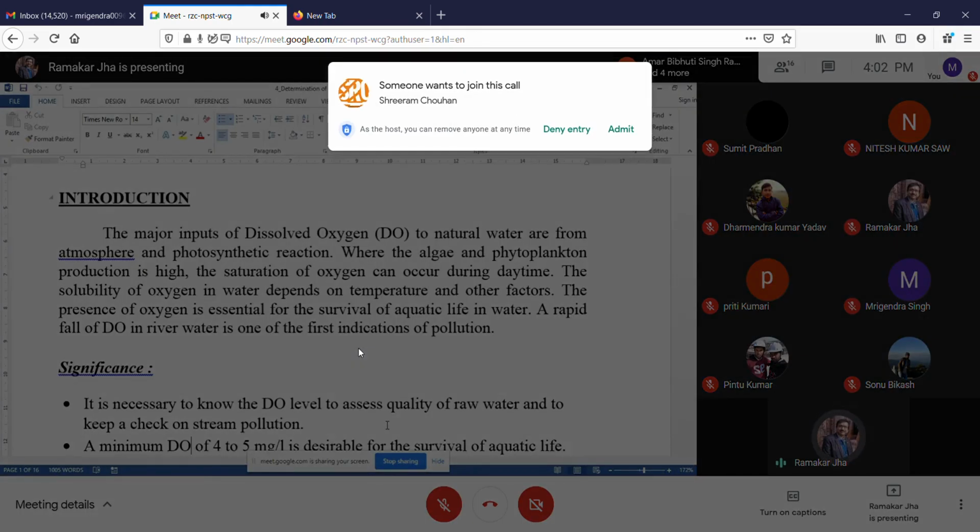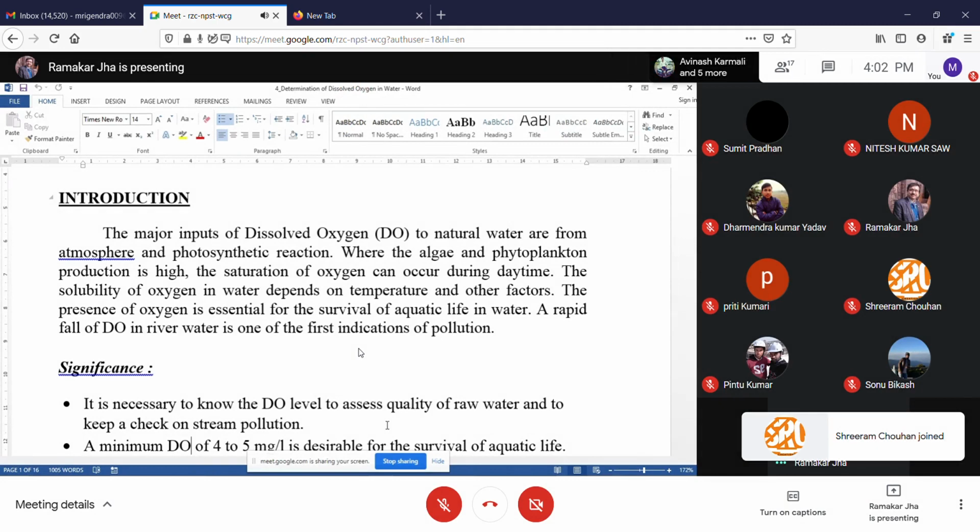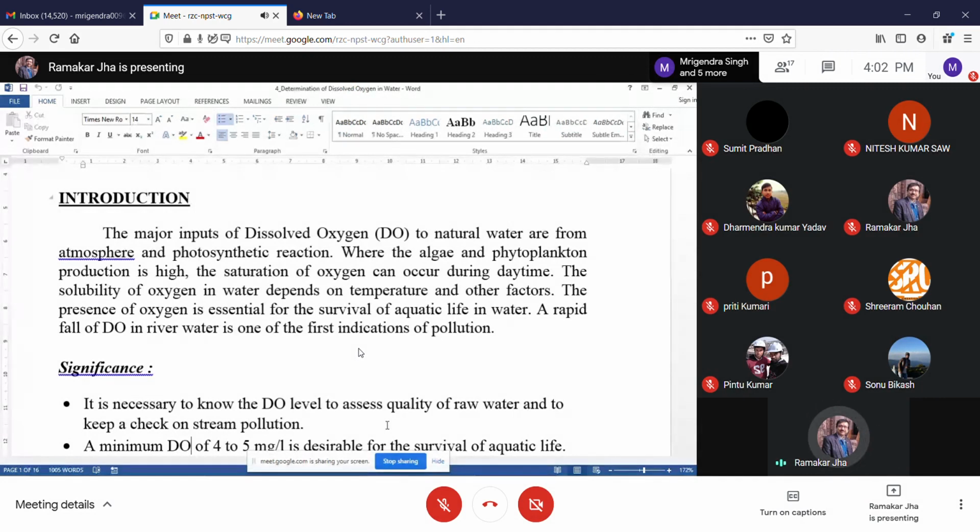Where the algae and the product are also a form of it, the water plants' DO is high. The saturation of oxygen can occur. The solubility of oxygen in water depends on the temperature and other factors.